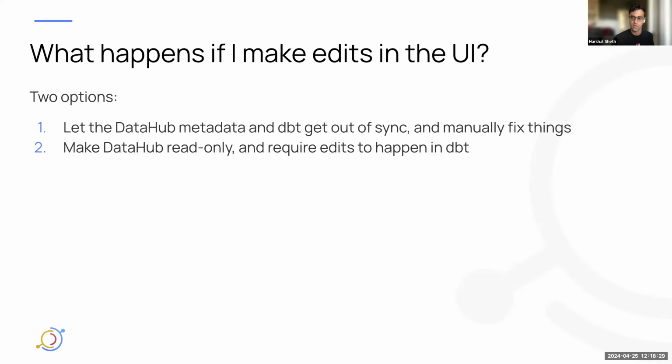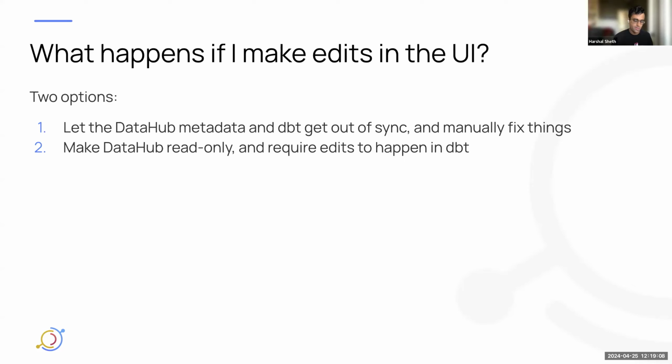There's two solves for this. The first, which is what most people do, is they just let the things get out of sync. And usually it's not a huge issue, because you can kind of coach people to make these types of changes in DBT and these other types of changes in DataHub. The other option is folks have gone down is making DataHub read-only and then requiring edits to happen via DBT. So DBT is the source of truth, and DataHub just reflects that.